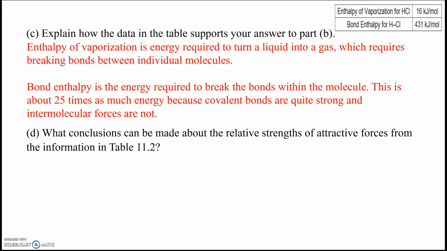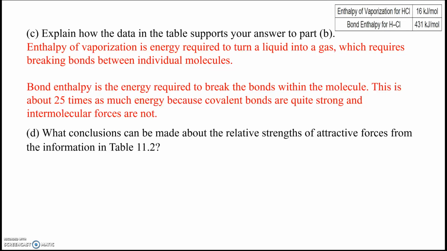However, if we want to break the bond itself and break it into hydrogen and chlorine gas, that's altogether a different story. And that requires a considerably larger amount of energy. If I divide 431 by 16, I get a number that's roughly 25 times as much energy. And the reason for that is because these bonds between covalently bonded atoms are just pretty strong, and it takes a lot of energy to break these apart.